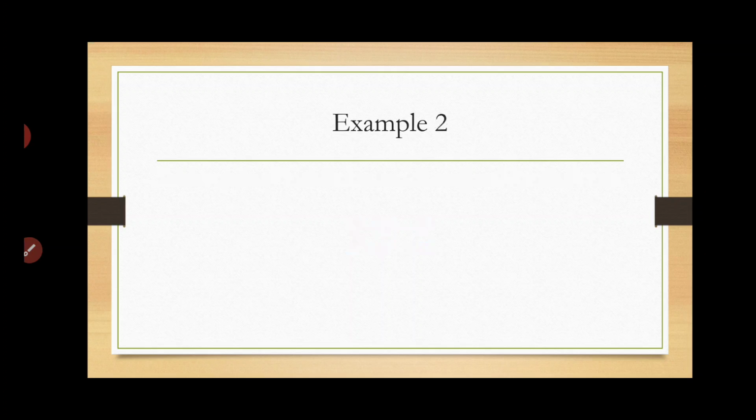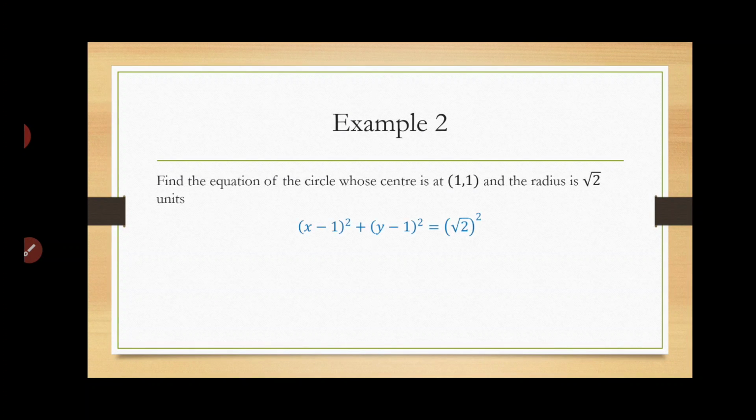Number 2. Find the equation of the circle whose center is at (1, 1) and the radius is root 2. So here in this case we have to make use of the center form. Now in the center form, I have to write the equation of the circle, so it is x minus h whole square plus y minus k whole square equals r square. So in this case it is x minus 1 whole square plus y minus 1 whole square equals root 2 square. So if you just solve, that gives you x minus 1 whole square plus y minus 1 whole square equals 2.